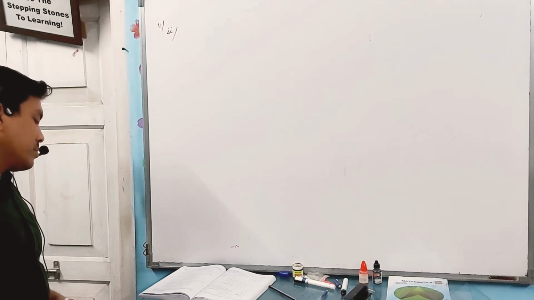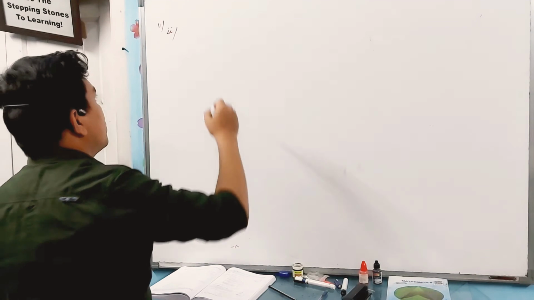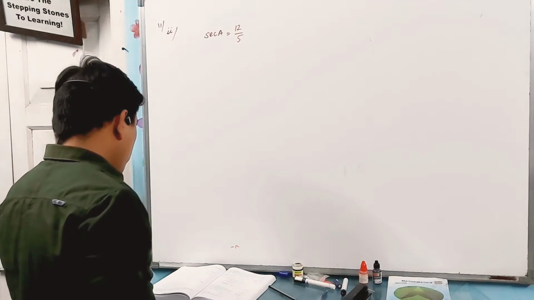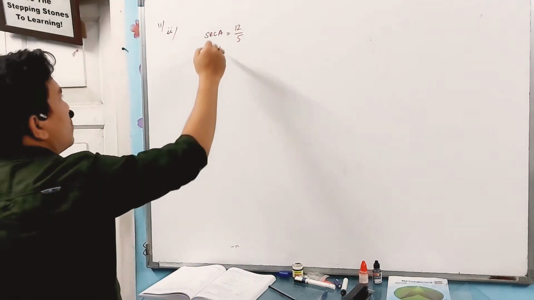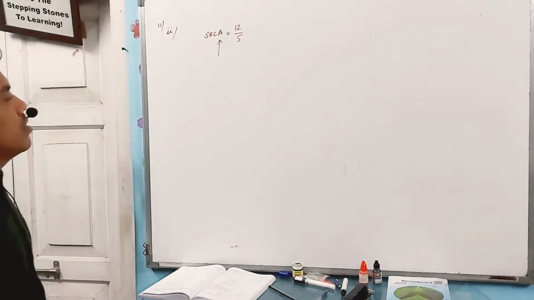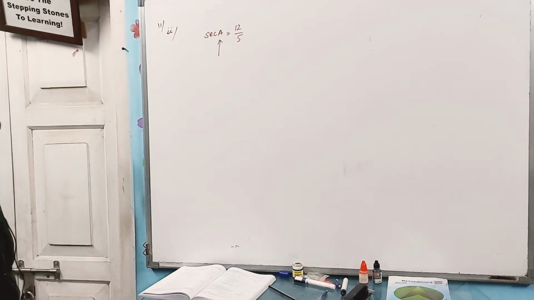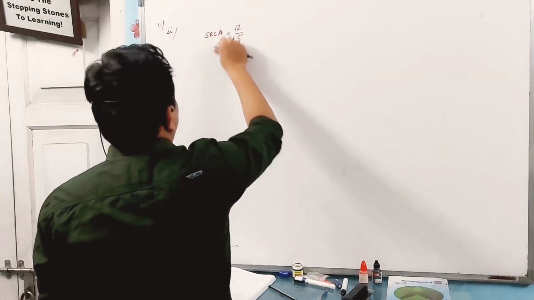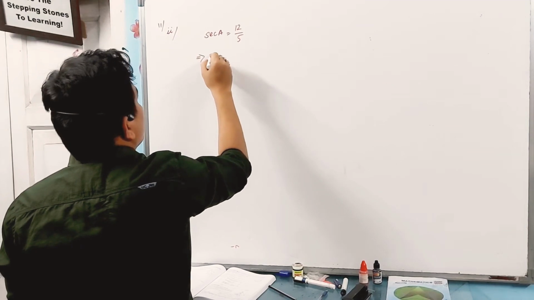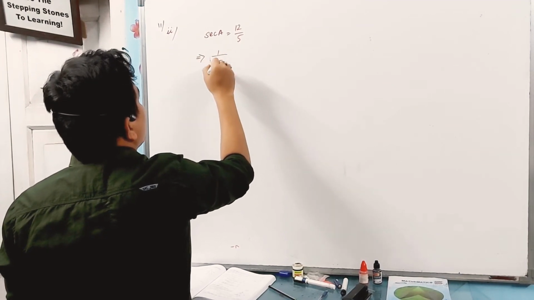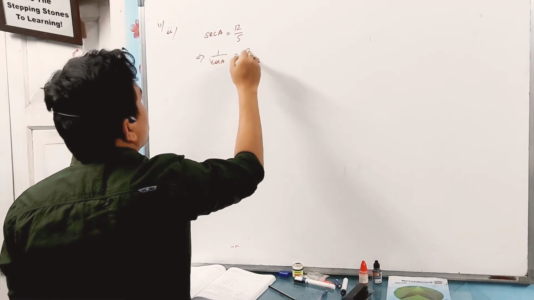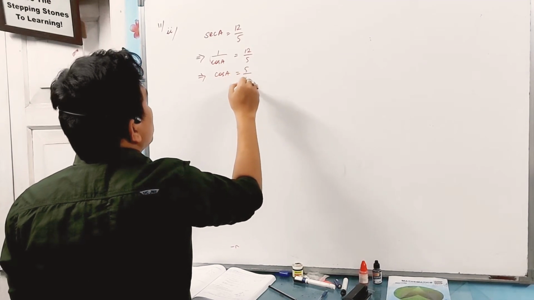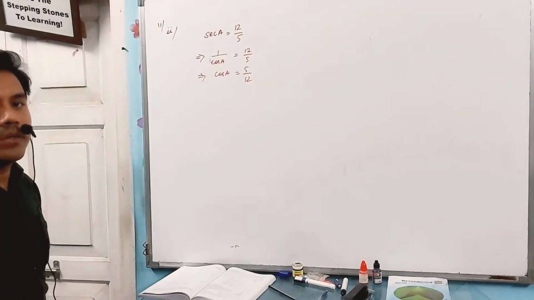Now, sec A equal to 12 by 5, for some value of angle A. The value of sec A will be 12 by 5. Now let us convert it to cos. This will become 1 by cos A equal to 12 by 5, and finally we got cos A equal to 5 by 12.